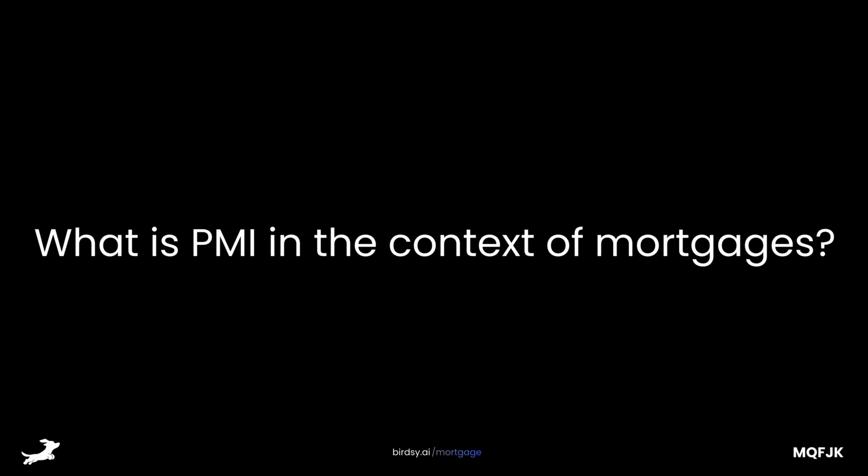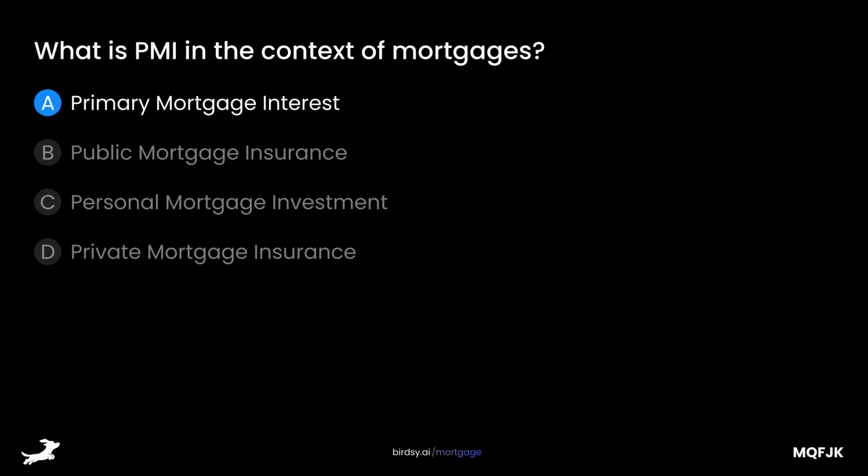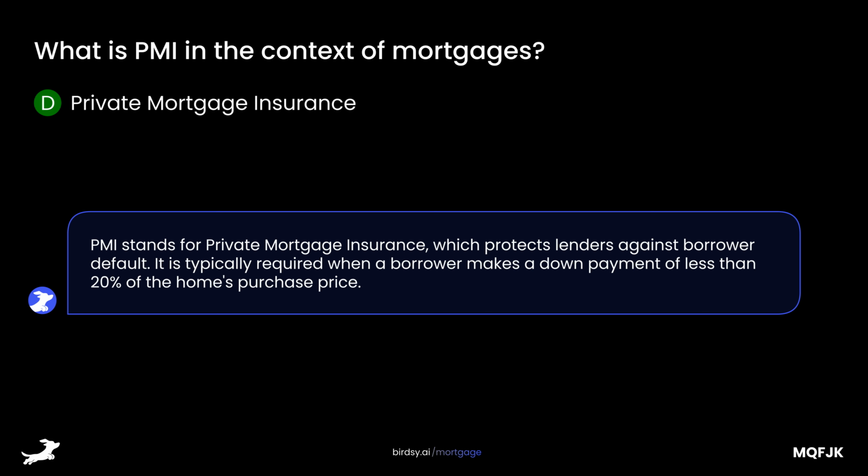What is PMI in the context of mortgages? Is it A, primary mortgage interest, B, public mortgage insurance, C, personal mortgage investment, or D, private mortgage insurance? The answer is D, private mortgage insurance. PMI stands for private mortgage insurance, which protects lenders against borrower default. It is typically required when a borrower makes a down payment of less than 20% of the home's purchase price.